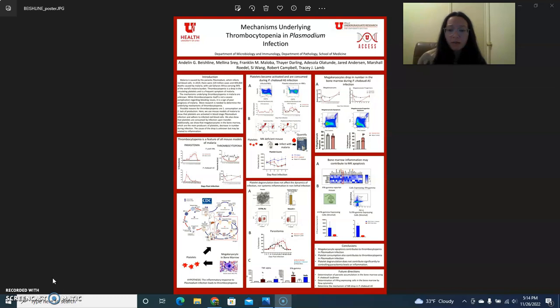This data establishes that the bone marrow is inflamed during malarial infection. Further research will investigate the relationship between the drop in megakaryocytes and this bone marrow inflammation.